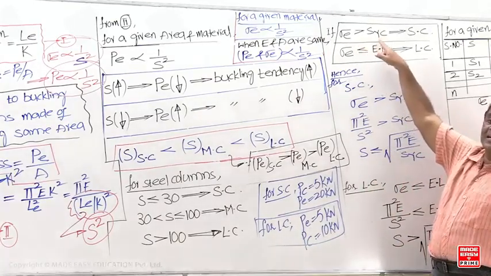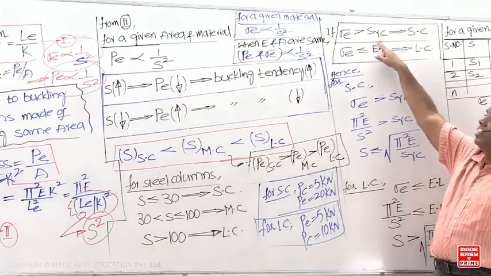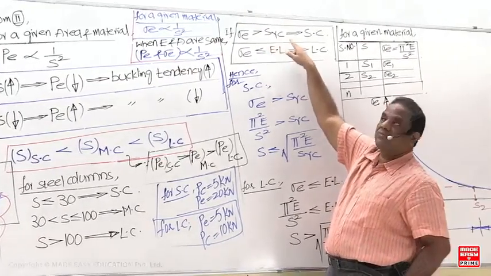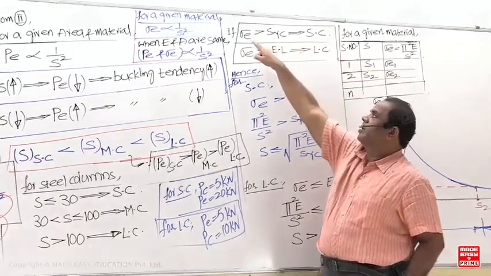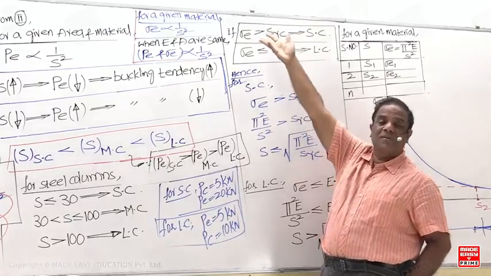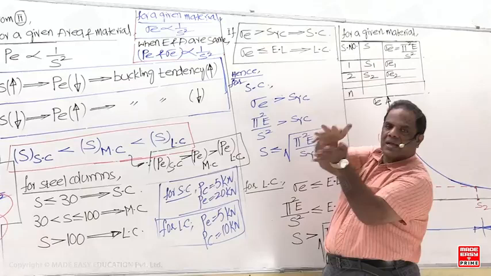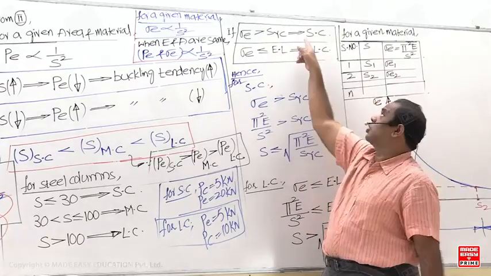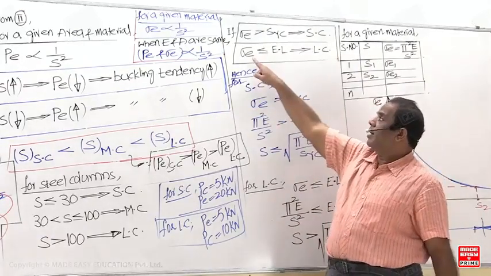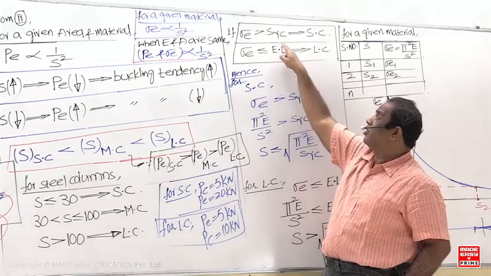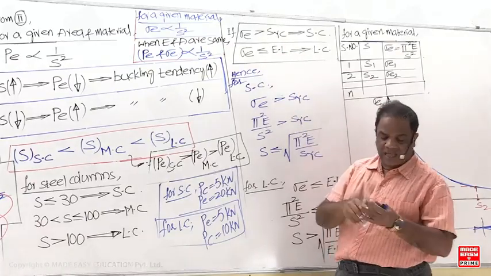Buckling stress greater than SYC is a short column. If it is greater than SYC, what happens? Yielding will occur in crushing. Permanent deformation will occur. Length will permanently decrease and diameter will permanently increase. That is a short column. And if the buckling stress is less than or equal to the elastic limit, EL means elastic limit.